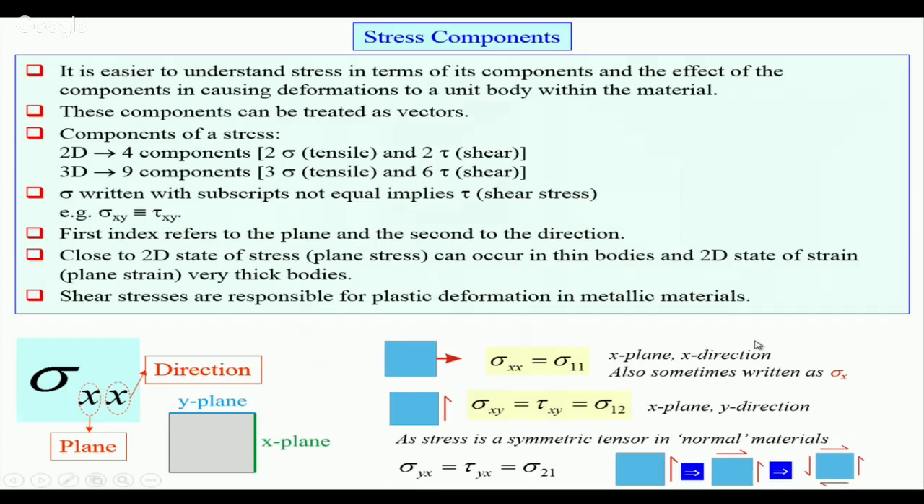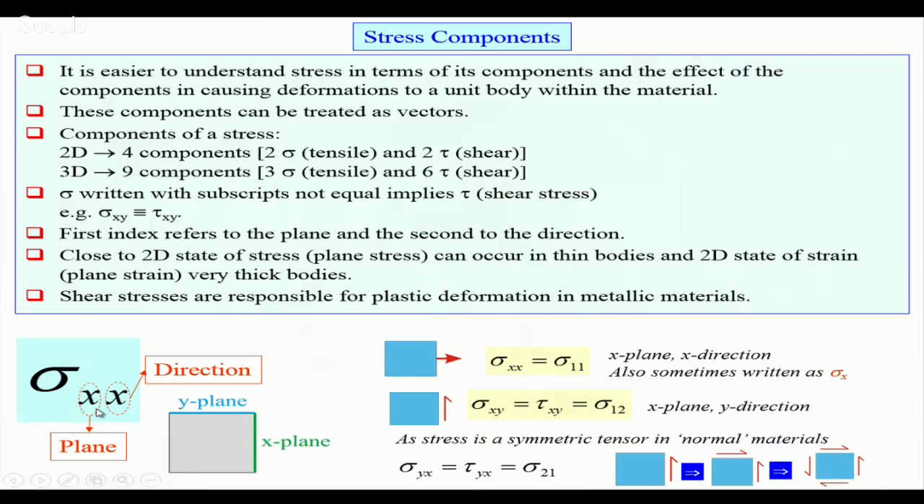Stress components. There are several notations. The primary notation that I would like to highlight is sigma, the stress. Generally we use sigma for normal stress, and for shear stress we use tau. But generally speaking, we can start with sigma.